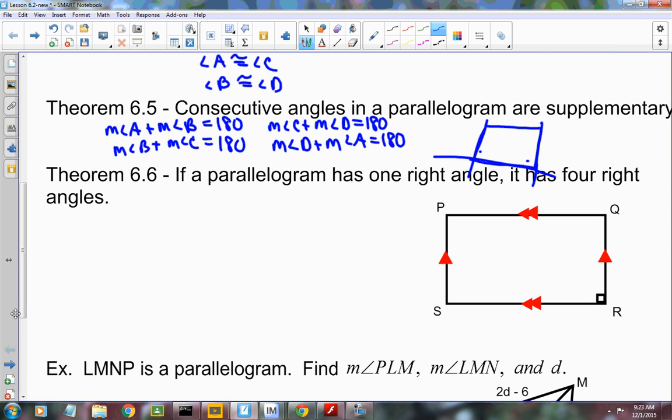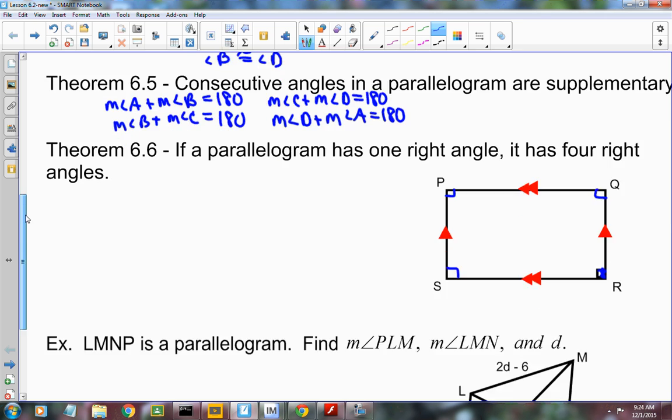All right, here's another property. If a parallelogram has one right angle, it has four right angles. And it makes sense because if this right here is a right angle, your opposite angles are congruent, right? Your consecutive angles are supplementary. So if this is 90, this is 90, this is 90, and then again your opposite angles are congruent. So if you have a parallelogram and you have one right angle, then you have four right angles.